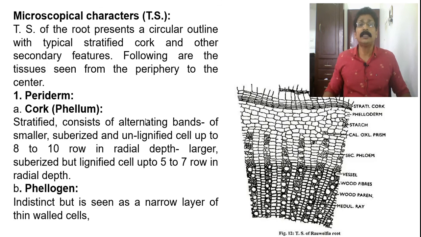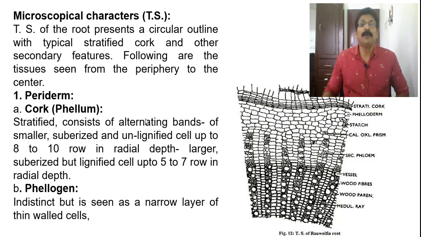You can see the following tissues seen from the periphery to the center, and other secondary features are also seen in this structure. So the first one is periderm. In the periderm you can see the cork cells, stratified cork cells. There are two layers, cork and phellogen.